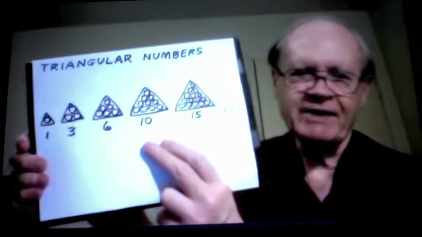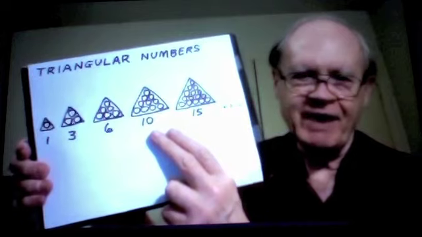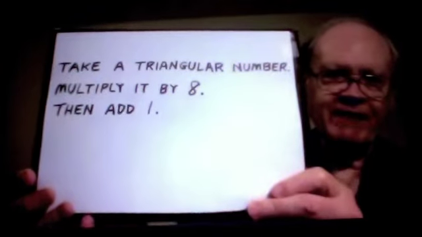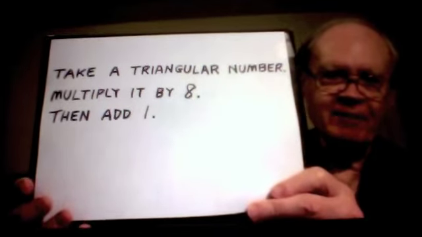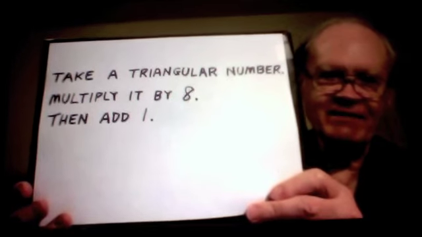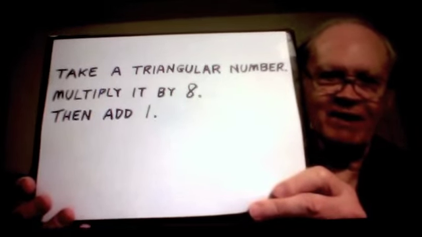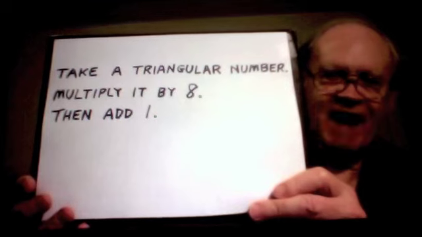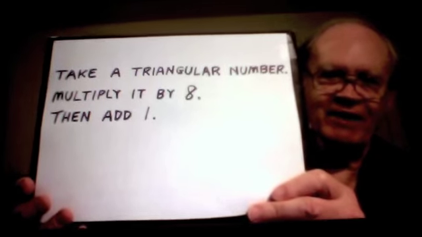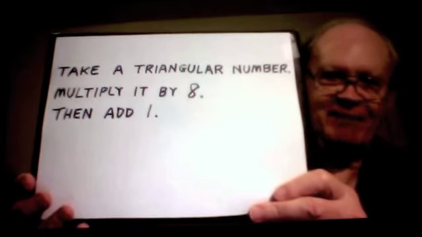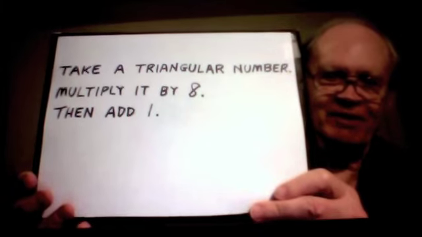Now 7 happens to be an odd number. 49 being 7 squared, 49 then is the square of an odd number. Let us take another example. 10 is a triangular number. Take that triangular number 10, multiply it by 8, that's 80, then add 1, that's 81. 81 is 9 times 9, 9 squared. And that is another example of getting an odd number squared.